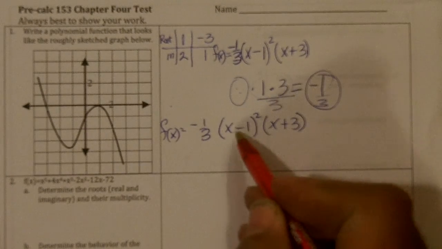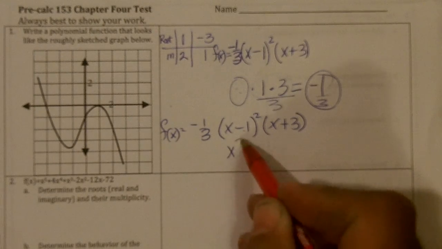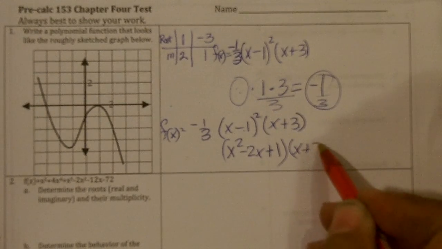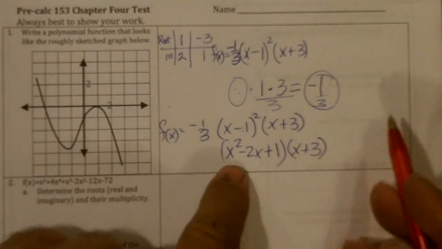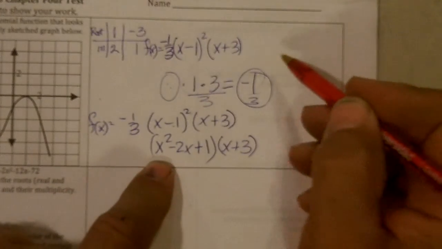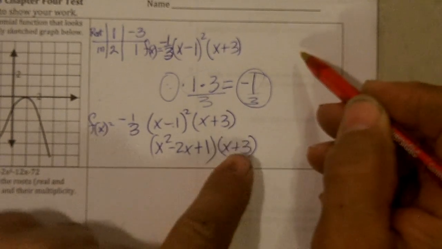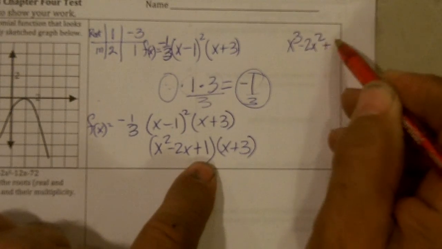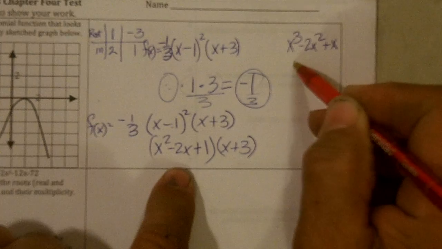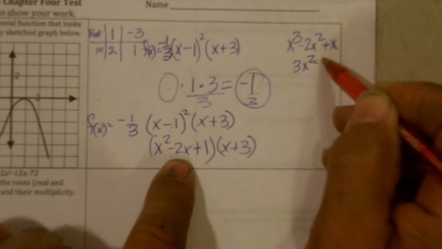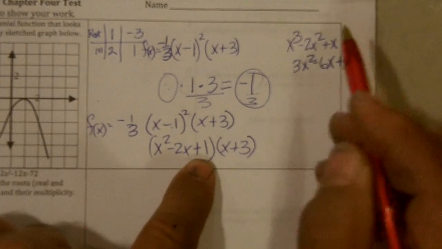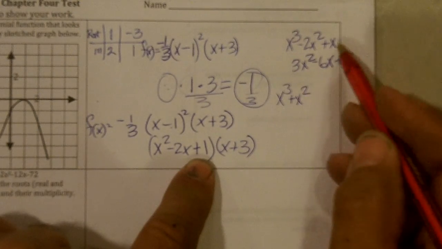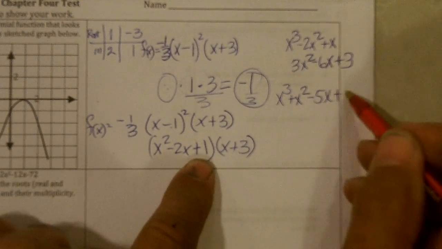Now I could multiply this out. See, x minus 1 times x minus 1 is x squared minus 2x plus 1. I could take that times x plus 3. I'll do that over here. x times all these would be x to the 3rd minus 2x squared plus x. And then the 3 times all these would be 3x squared minus 6x plus 3. So I'd have x to the 3rd plus x squared minus 5x plus 3.